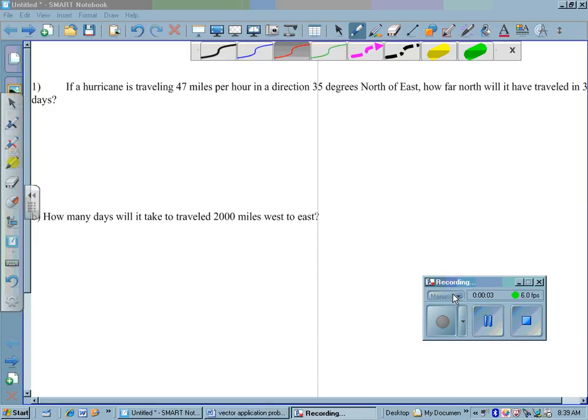Okay, this lesson will give you some practice problems as far as how to do the vector application practice problems. I'm just going to do 1 and 1B, and for homework do 2, 2B, and then on the back, the vector application problems. But let's take a look at this problem right here.